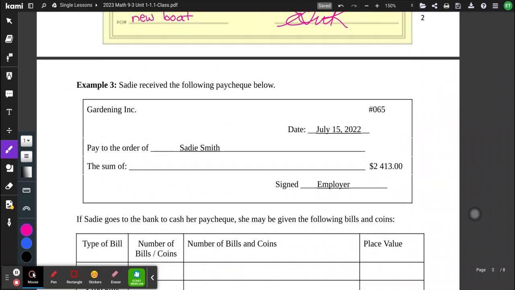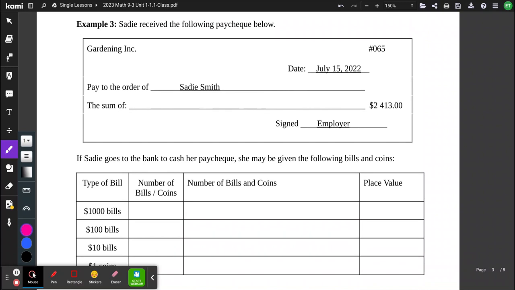Example 3. Now we're talking about somebody earning a paycheck. So this person, Sadie Smith, works for Gardening Incorporated. So this is who she works for. This is who they're paying, Sadie Smith, and the employer signs here, and this is how much she's earning. So we have to write that on the line. So we have line, two thousand, four hundred thirteen dollars.